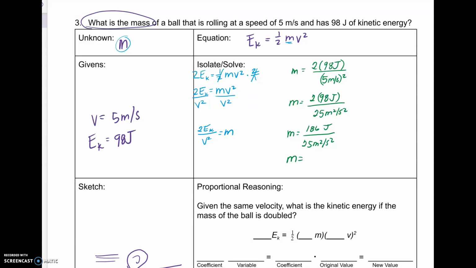So 2 times 98 is going to be 186 joules divided by 25 meters squared per second squared. And our mass for this problem is going to end up being, let's see... Oh my gosh, no, it's not 186. What am I doing? It is 196. All right, 196 divided by 25 is going to give us 7.84 kilograms.